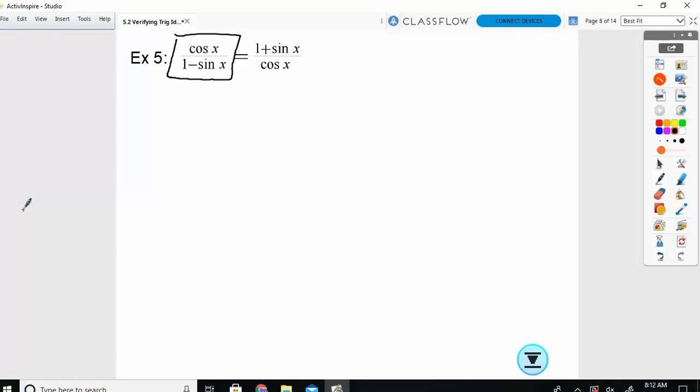Look at our goal. We want a cosine and we want a 1 minus sine. Look at what we have. What do you think I should multiply by? 1 minus sine. We don't have it in here and we need to get it somehow. So let's just say I decided I want to multiply the top and the bottom of this fraction by 1 minus sine x.